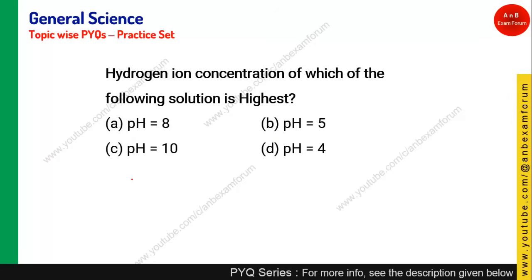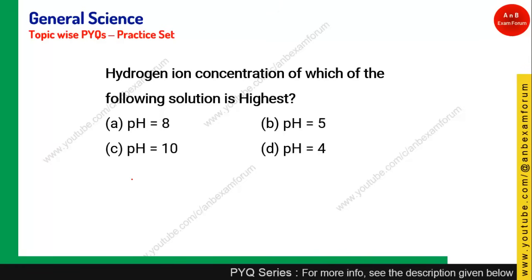Okay, let's see the next question. Hydrogen ion concentration of which of the following solutions is highest? What we have studied is that the smaller the pH, the higher the hydrogen ion concentration. So if my pH is the smallest one, it will have more hydrogen ion concentration. So option D, those who have given that, they are right.